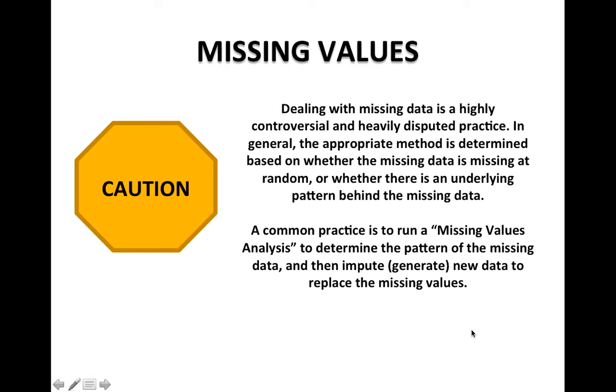So what you can do to treat missing data, before we get there, we should note that dealing with missing data is very controversial and gets a lot of attention in the research. So there are a lot of different ways you can handle missing data, and generally speaking, the best way to handle it is based on whether there's a pattern underlying the missing data or whether it's missing at random. One way in SPSS to check this is to run a missing values analysis. And then based on that, you can impute or generate new data to replace the missing values.